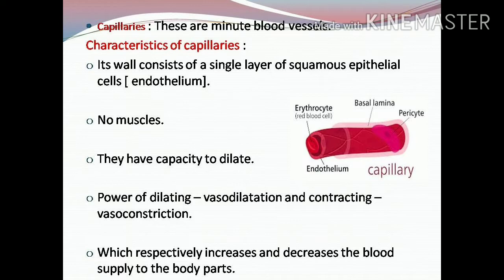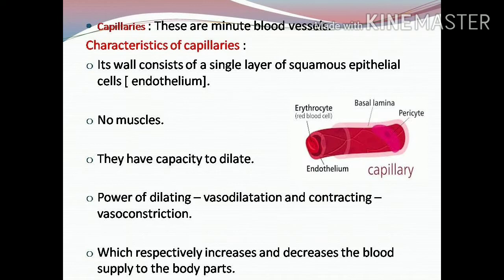The capillary has a power of dilation. It undergoes contraction and relaxation. When it undergoes relaxation, it is called vasodilation. When it undergoes contraction, it is called vasoconstriction. It has a power of dilating and contracting, which respectively increases and decreases the blood supply to the body parts.